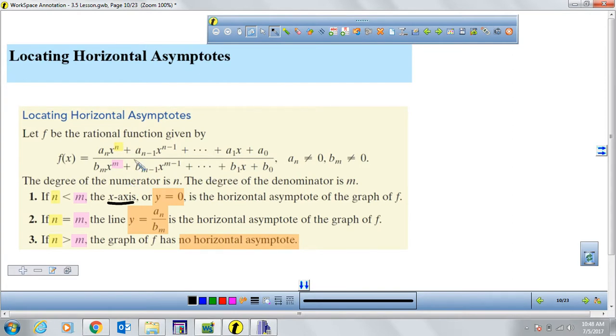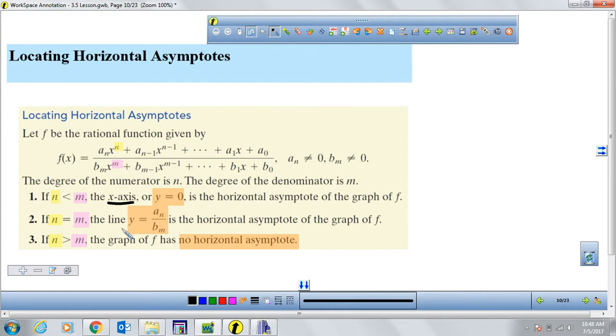The second rule states that if the degree of the numerator is equal to the degree of the denominator, then the horizontal asymptote can be found by dividing the leading coefficients. The leading coefficient is the number in front of those x's. So when the degrees are the same, you just divide the leading coefficients, a sub n over b sub m, that you see there in the front, and that will be your horizontal asymptote. Y equals the division of the coefficients.